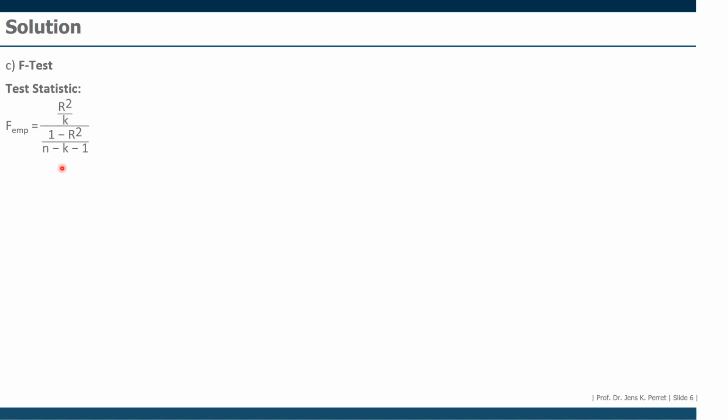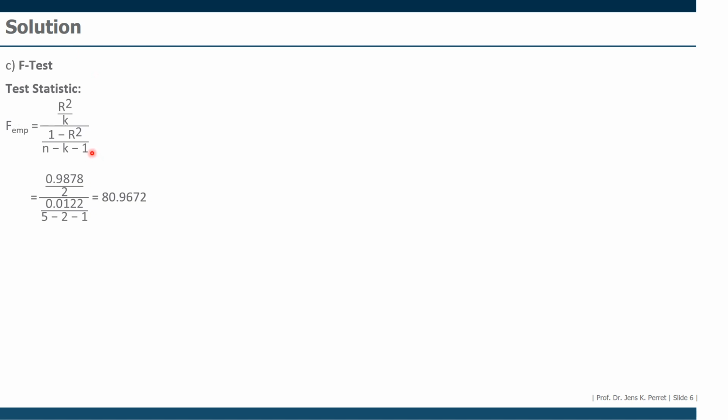And we need n, the number of observations. Here we had 5 observations, so n being 5. Then we insert these values in the formula, r squared, 1 minus r squared, k being 2, n being 5, and we calculate a value of 80.9672. That's the test statistic.